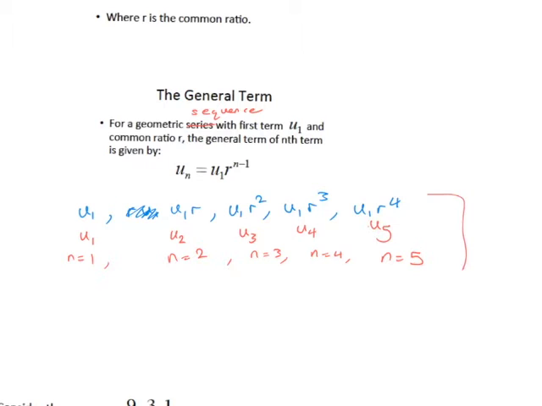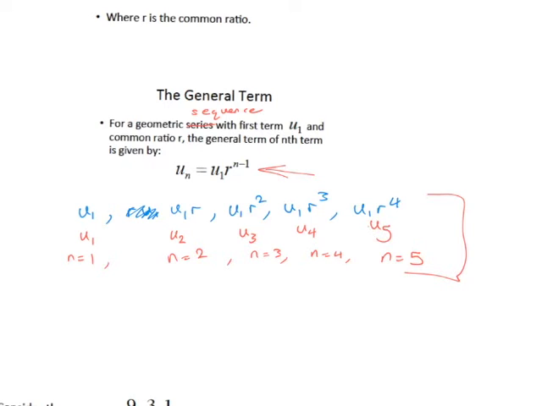Now, look at all these that we've written and look at the rule. Can you now explain why the rule is what it is? Have a think. Look at everything we've written and then compare it to the rule. You can see them all are in terms of U1 times R to the something. Why is it n minus 1? Why is the power n minus 1 instead of just n?